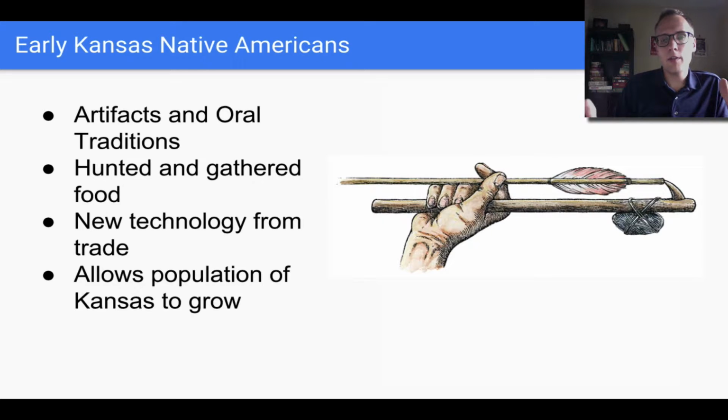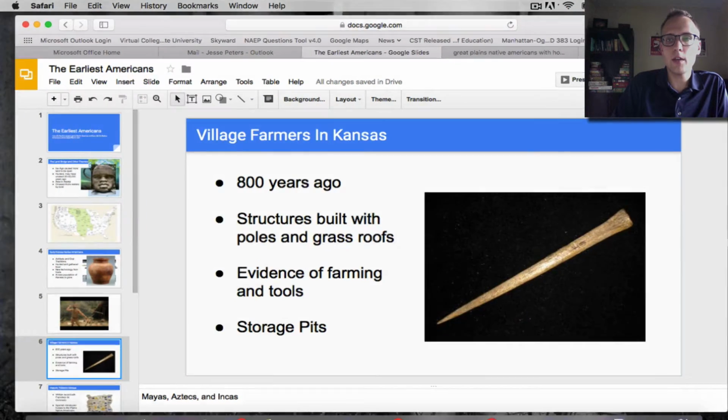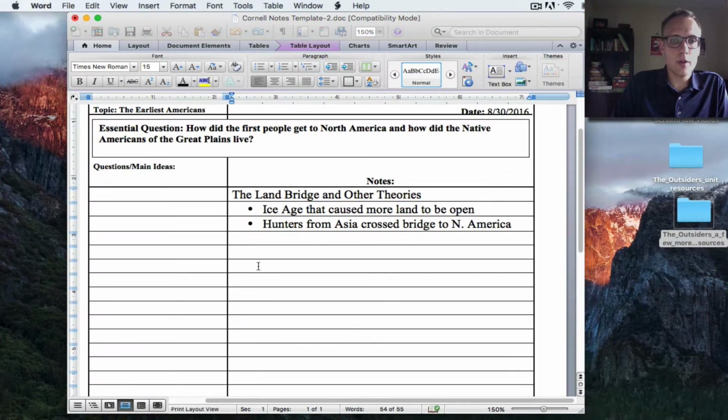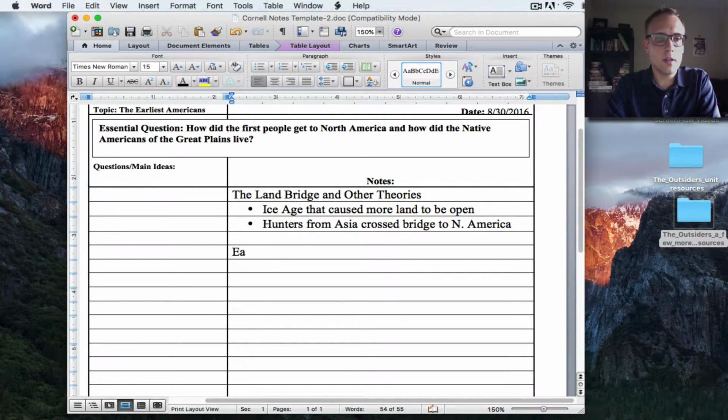For example, many of the tribes in the Great Plains used what was called an atlatl, which is this device right here. And that item was a kind of primitive bow and arrow. You've got one giant arrow and a little pole that you're throwing it with. But they, through trade and interaction, got the bow and arrow from other tribes. And as time went on, they were able to develop and their population grew. All right, so let's go back to our notes and see what we could have added. Come back to our notes. The next section would have been the early Kansas Native Americans.